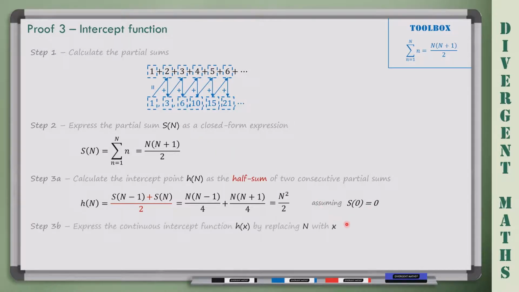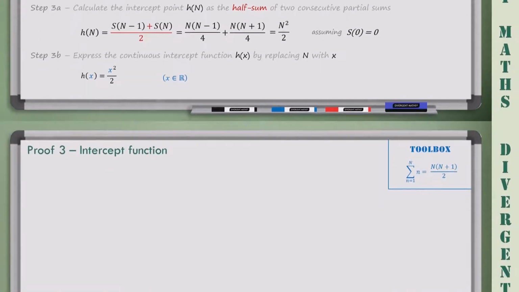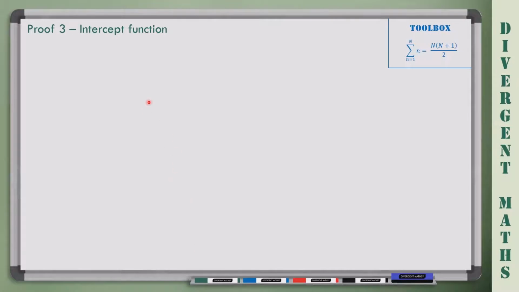Assume S0 equals 0. Then step 3b, we express the continuous intercept function h of x by replacing the discrete variable n by the continuous variable x. So simple, we write down the intercept formula, h of n equals n squared over 2, and we replace n with x. This time x is a continuous real variable. So we run out of board, let's scroll down to the board below. Here it is, more space.